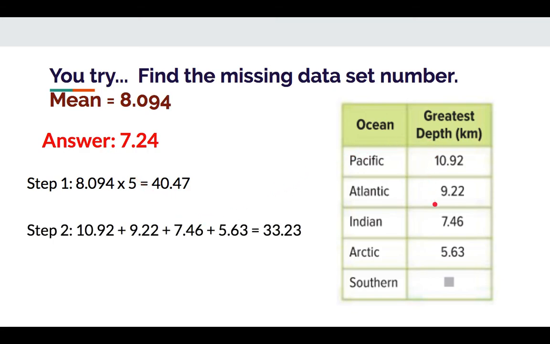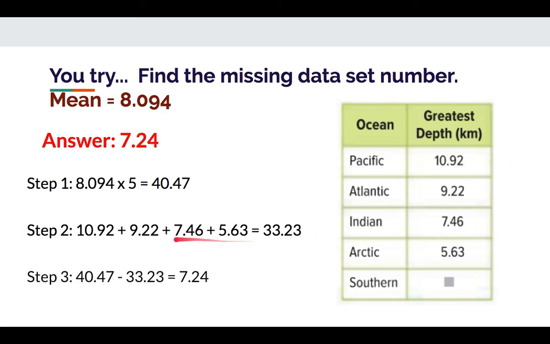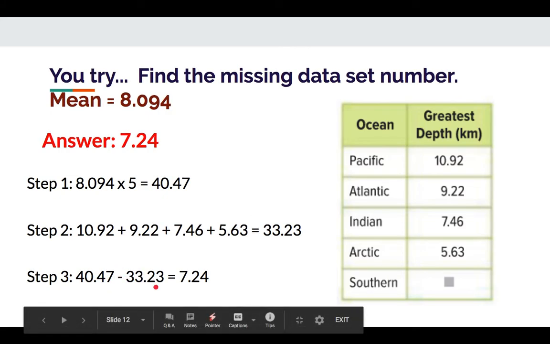And then I prefer to add up these 4 numbers, the numbers you do have. So it gave me 33.23. And then I just subtract that from the total. So it's 40.47 minus 33.23, and I get a final answer of 7.24 is the missing number in the data set.